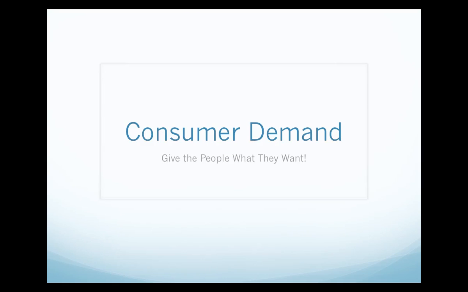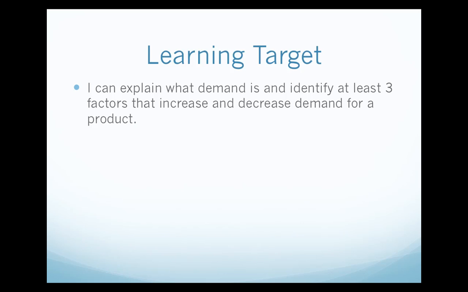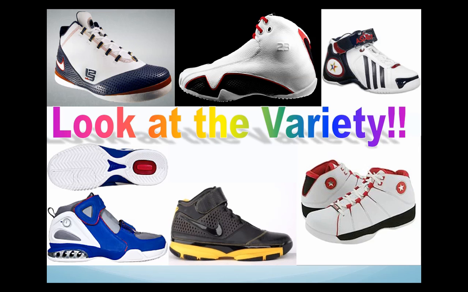Today we're looking at consumer demand, with the little subtitle being give the people what they want, because that's what consumers are all about. Our target for today: I can explain what demand is, and secondly, I can identify at least 3 factors that increase and decrease demand for a product. We're going to look at it from a lot of different perspectives. Number 1 is obviously price, as you saw yesterday with the law of supply. However, there are also a lot of other factors that would affect demand.